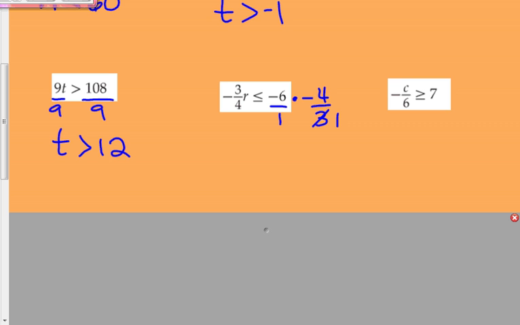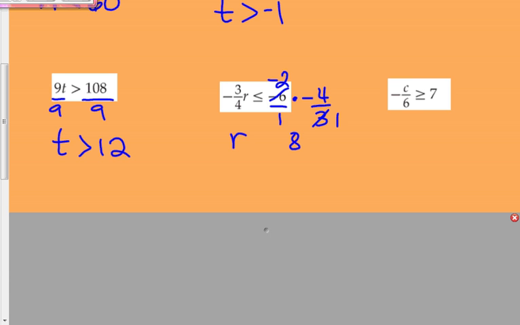3 goes into 3 one time. 3 goes into -6 -2 times. Now I'm going to multiply straight across. -2 times -4 is a +8. And then you have a 1 on bottom, so it's just going to stay 8.